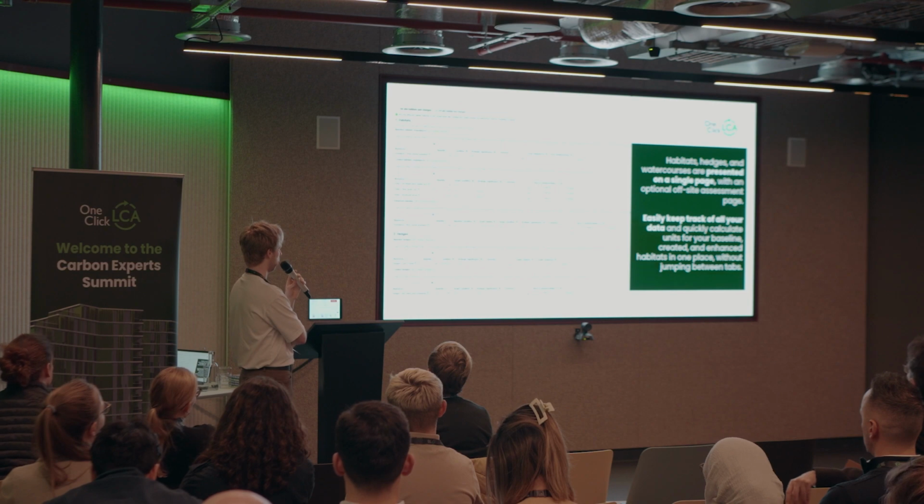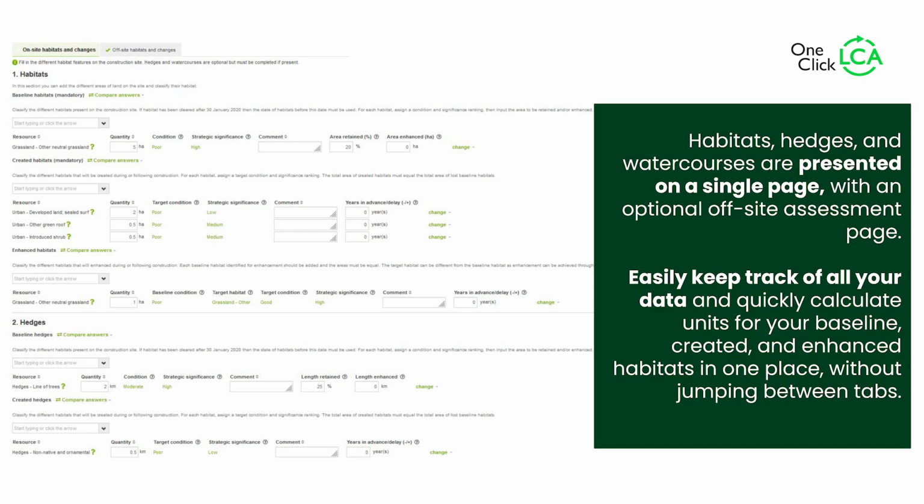So this is what the tool looks like right now. Everything is presented on a single page. So you have 3 categories. You have habitats, which are area habitats, hedges, which are linear habitats, and then watercourses, self-explanatory. Hedges and watercourses in the tool are optional, but if they are on your site, then they become mandatory, like you have to fill it in.